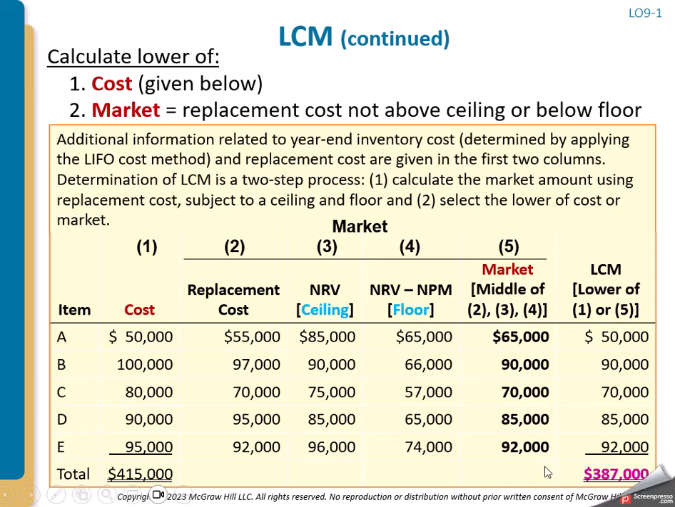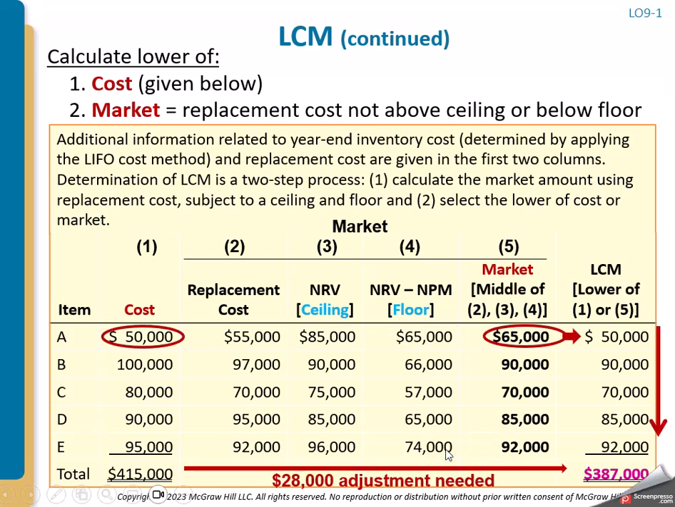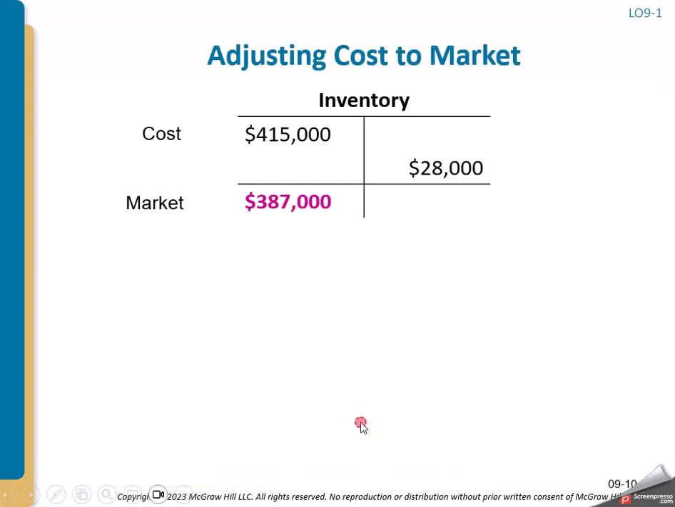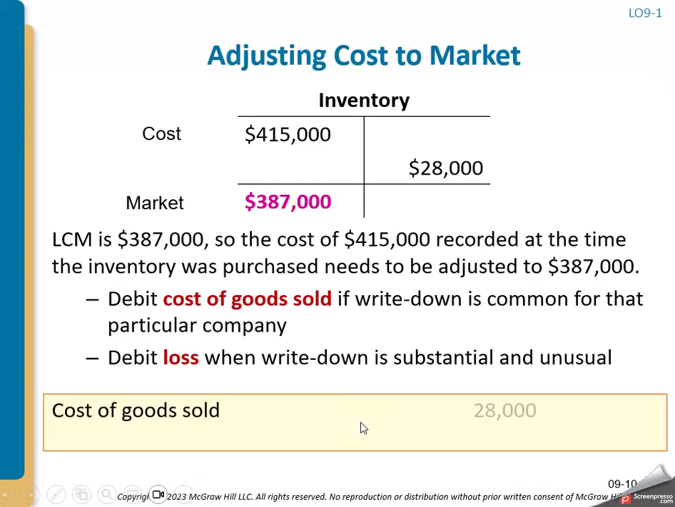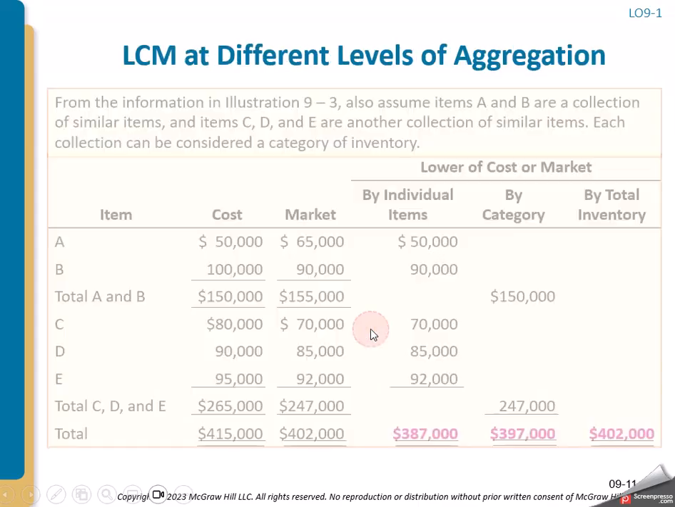So we would do that in total. We come down through all of those items and we realize that our lower of cost or market is less than our cost. So then we are going to have an adjustment. The difference is going to need to be booked, that $28,000. And again, the journal entry is the same. We're going to debit cost of goods sold and credit inventory to bring it down to the market price.